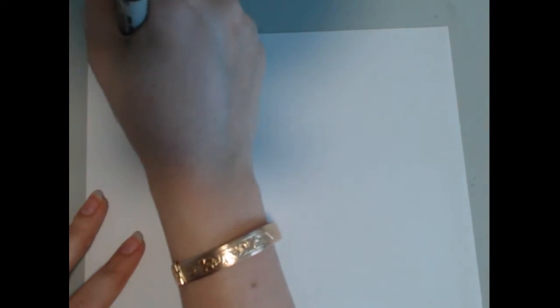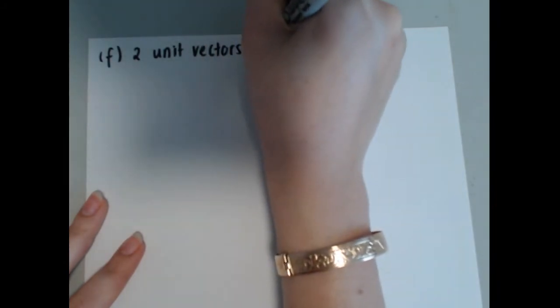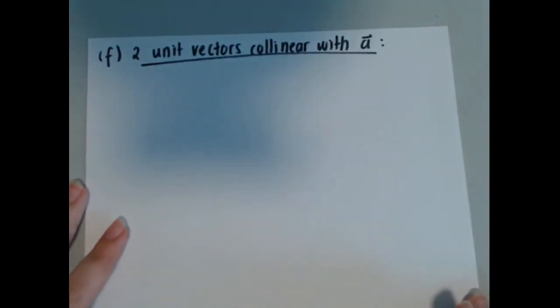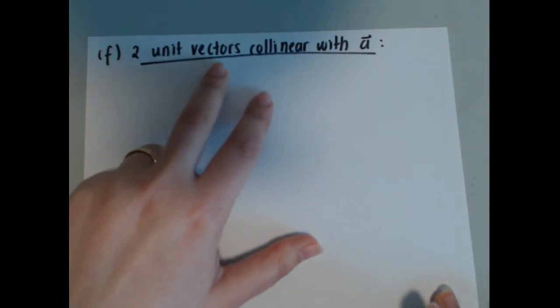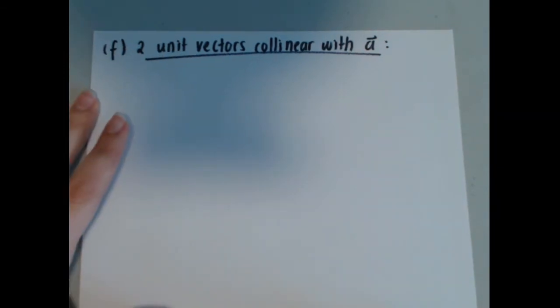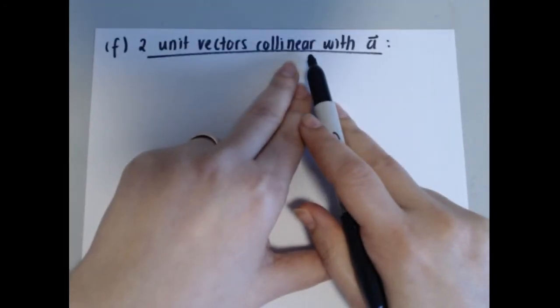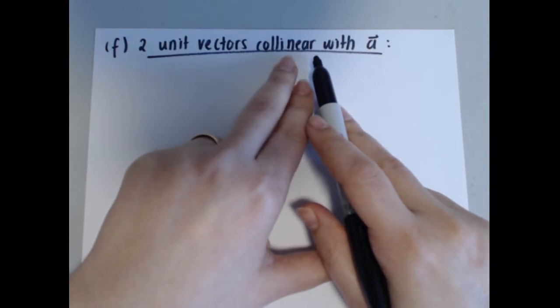Okay, so part F, we have to find two unit vectors collinear with a. All right, so let's find this. You have to break down the question here. A unit vector, I know, is going to have magnitude 1. I can work that out in the last step of the problem. Right now I have to figure out two vectors that are collinear with a. Remember, collinear means they're parallel, so they're scalar multiples of each other.